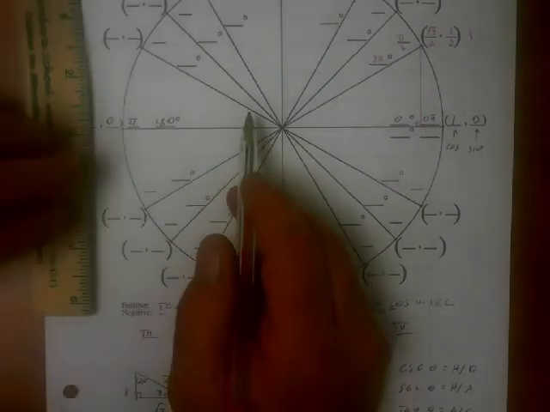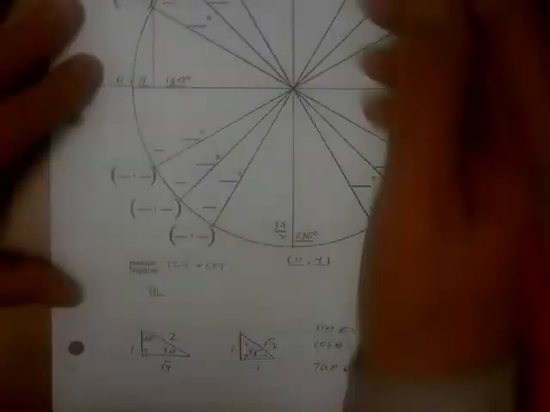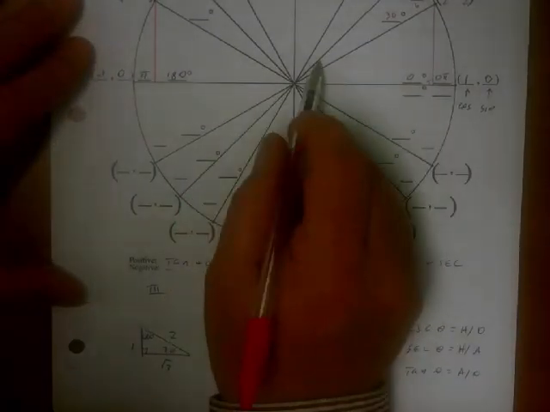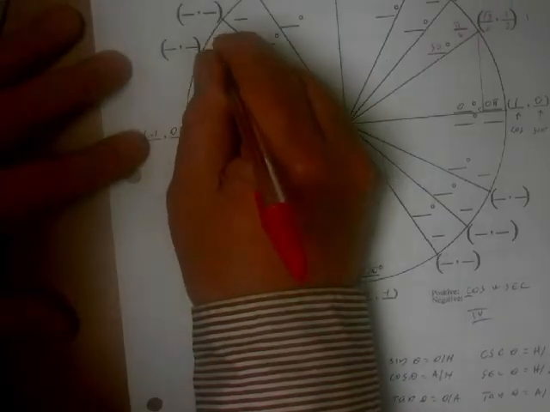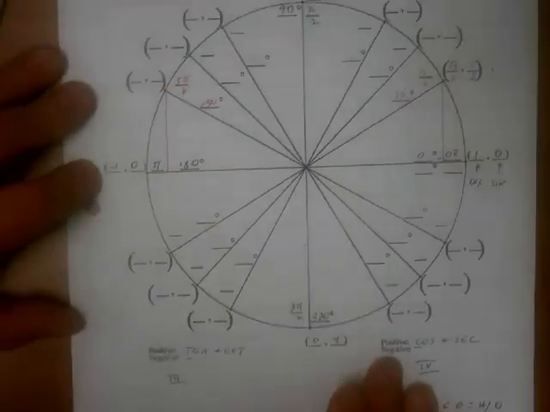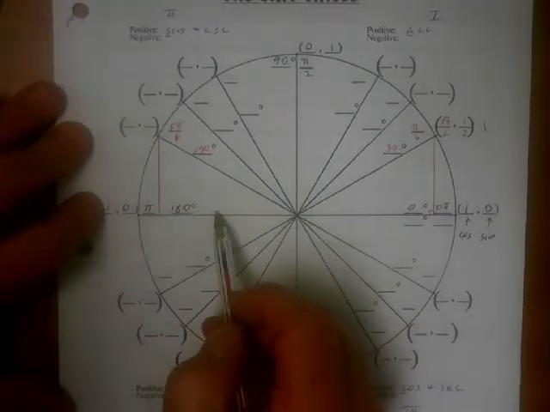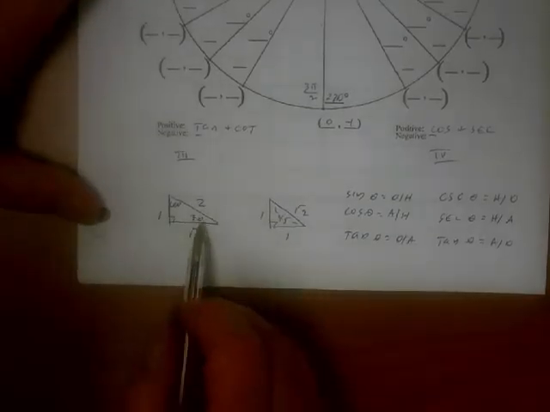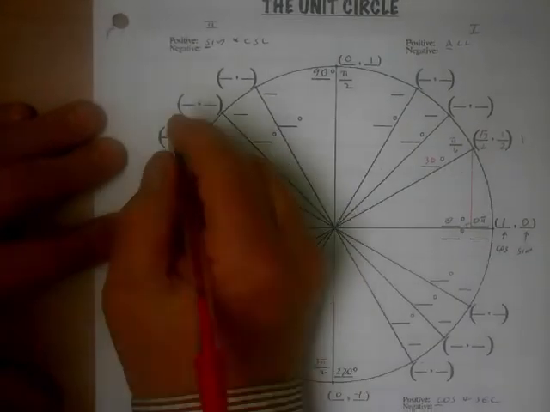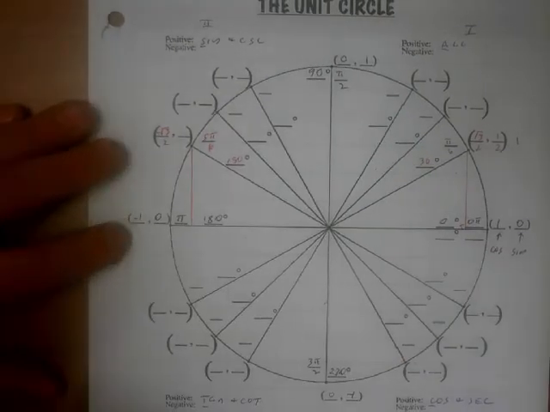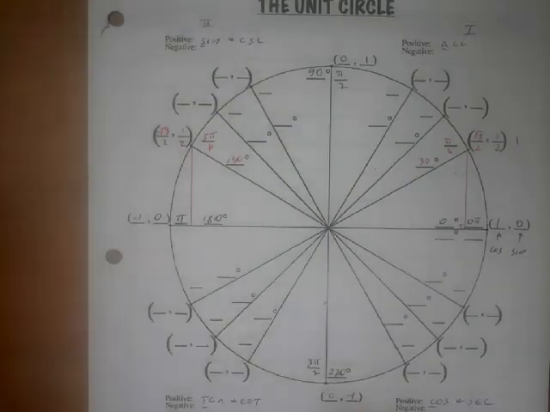Now what I'm going to do is come over to this triangle. This is 30 degrees. So if this is 30 degrees, that means this angle here is 150. That's 5 pi over 6. Cosine of 30 degrees is root 3 over 2. In the second quadrant, cosine is negative, so I need to put a negative sign out front. Sine of 30 degrees is 1/2.